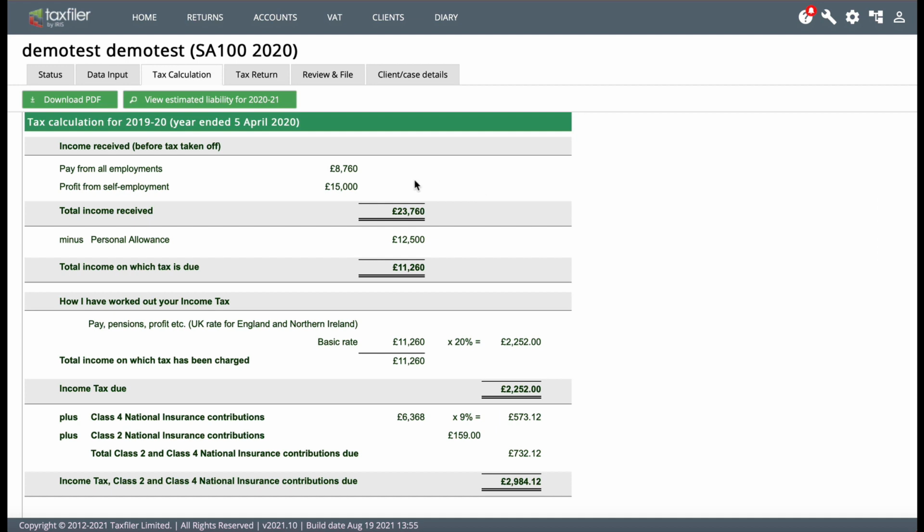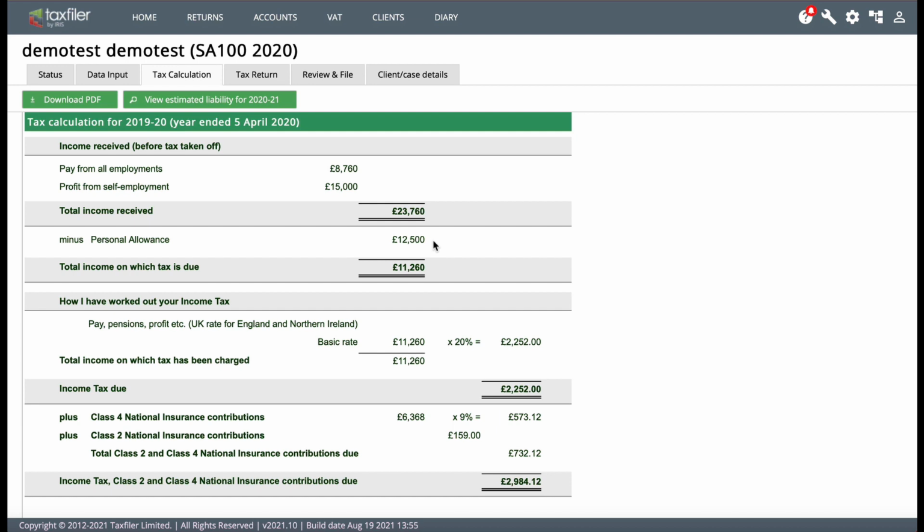Now, in this particular example, you'll see I've got two sources of income here. I've got employment income of 8,760 and I've got self-employment income of 15,000. So this is quite common. It's quite common for a sole trader to have a paid job on PAYE as well. So the total income is 23,760, which is those two added together.